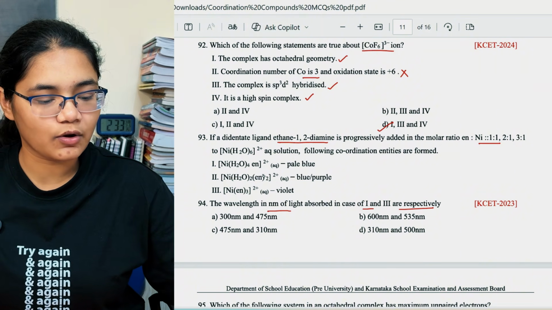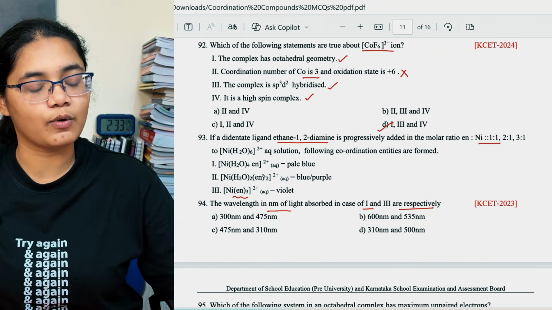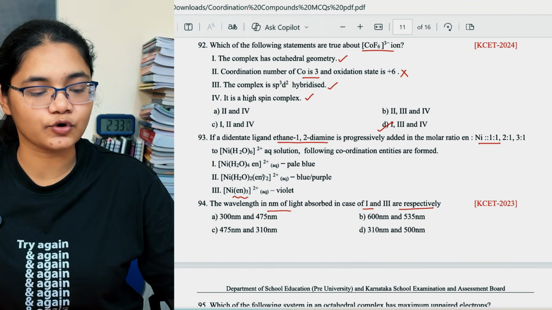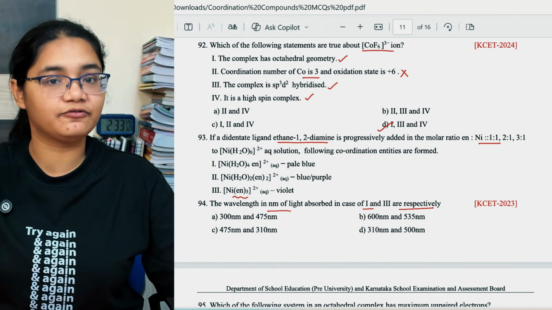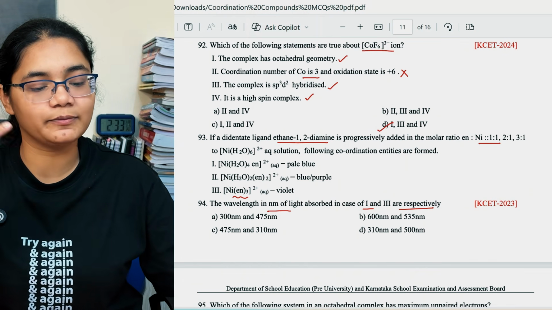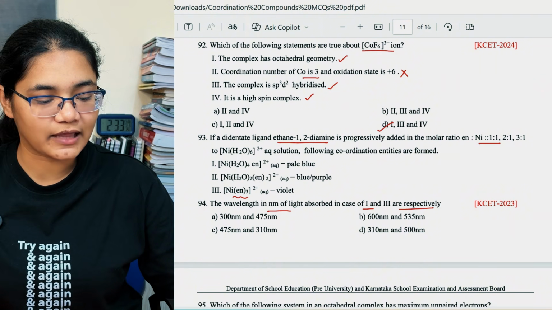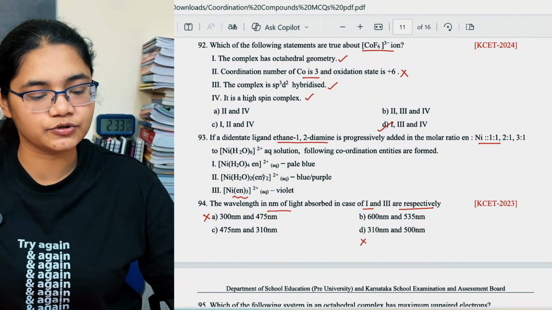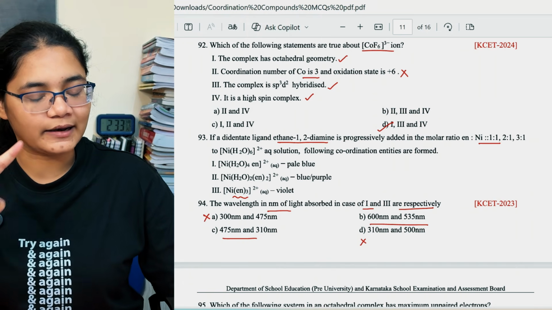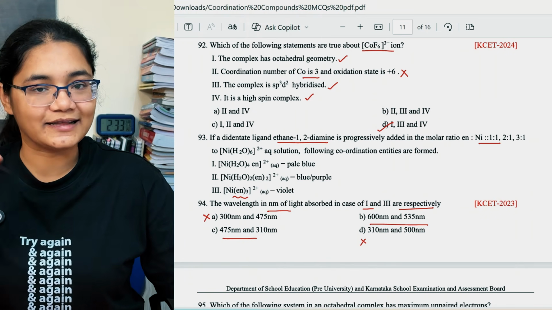Now see, in complex 1 and complex 3, there are definitely more strong field ligands. So it will absorb light of higher frequency and lower wavelength. So the wavelength of 3 should be less than that of 1. Based on that concept, I can eliminate these two options. I have these two options remaining, where the light absorbed in 3 is lesser than 1.